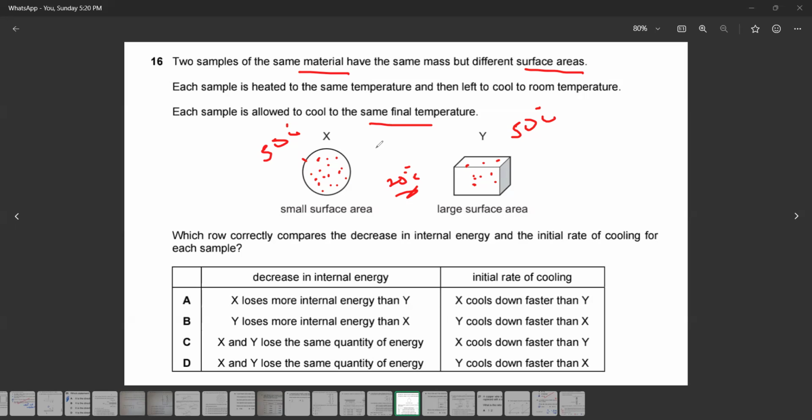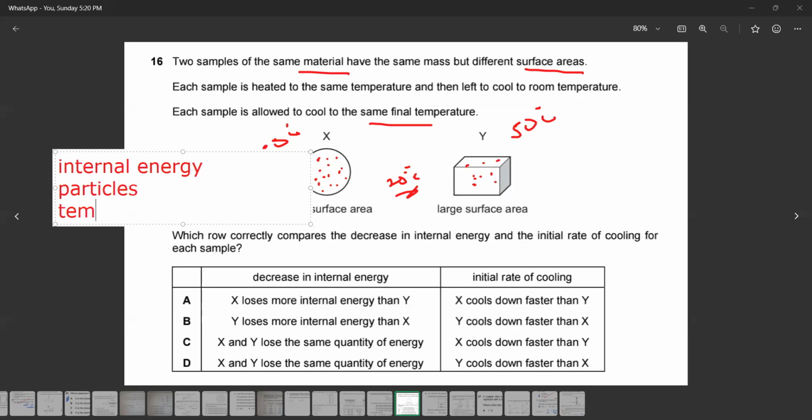Internal energy depends on the state as well as on the temperature. Here the state is not changing. The substance remains solid, it is only the temperature that is changing, and the internal energy depends on the number of particles as well. So internal energy depends on the particles, and it also depends on the temperature change, and on the change in state, like solid turning into liquid, liquid to gas.